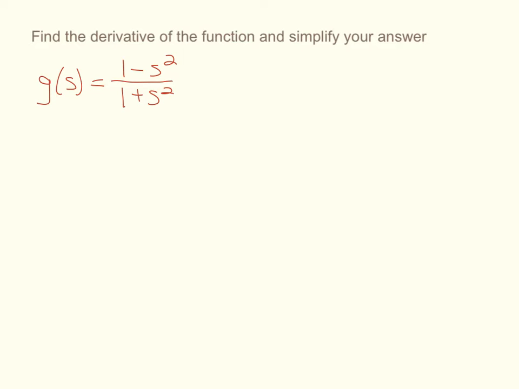Find the derivative of the function and simplify your answer. This function is g of s equals 1 minus s squared over 1 plus s squared. For this function, we will be using the quotient rule because there is a numerator and a denominator that both have a variable in it.